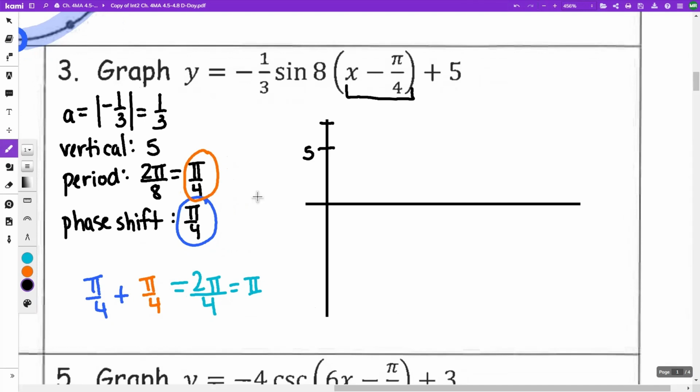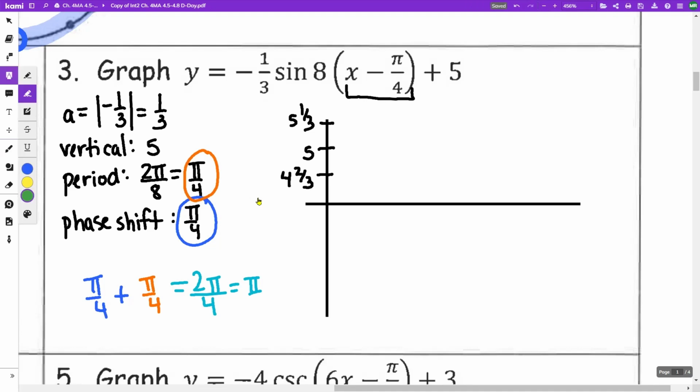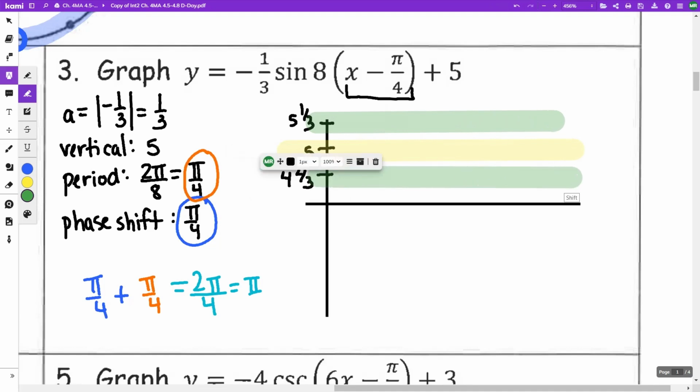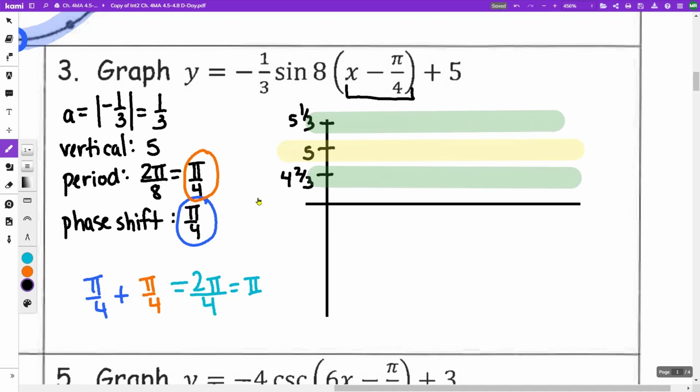I'm going to be going 1/3 above 5, which is going to be 5 1/3. I'm going to be going 1/3 below 5, which is going to be 4 2/3. And so this right here is going to be my zeros. Okay, that's my vertical shift. My highs are all going to be up at 5 1/3, and my lows are going to be at 4 2/3. And then I'm going to be starting at pi fourths.